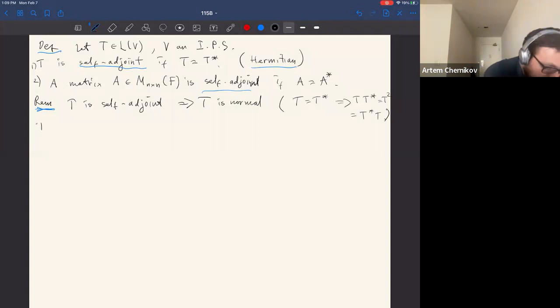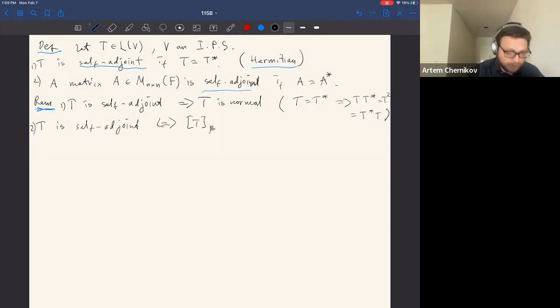Also, we have that, so this is 1, let's say 2. T is self-adjoint if and only if the matrix representing T with respect to beta is a self-adjoint matrix.